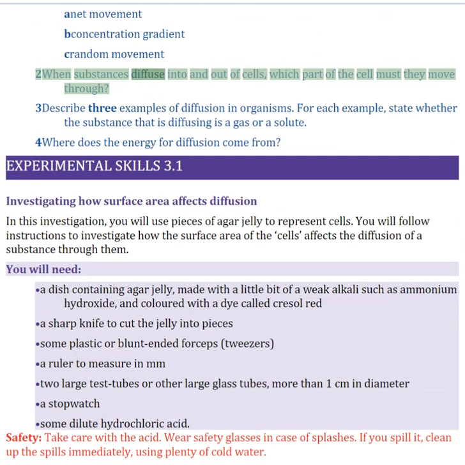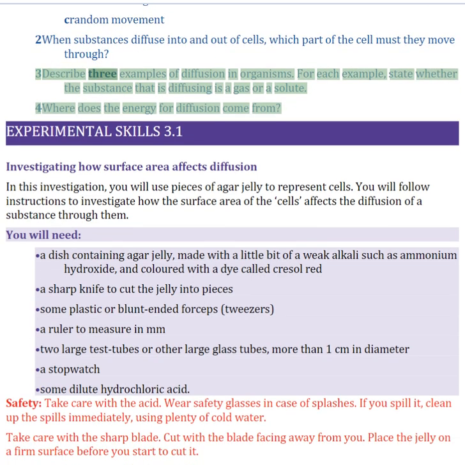2. When substances diffuse into and out of cells, which part of the cell must they move through? 3. Describe 3 examples of diffusion in organisms. For each example, state whether the substance that is diffusing is a gas or a solute. 4. Where does the energy for diffusion come from?